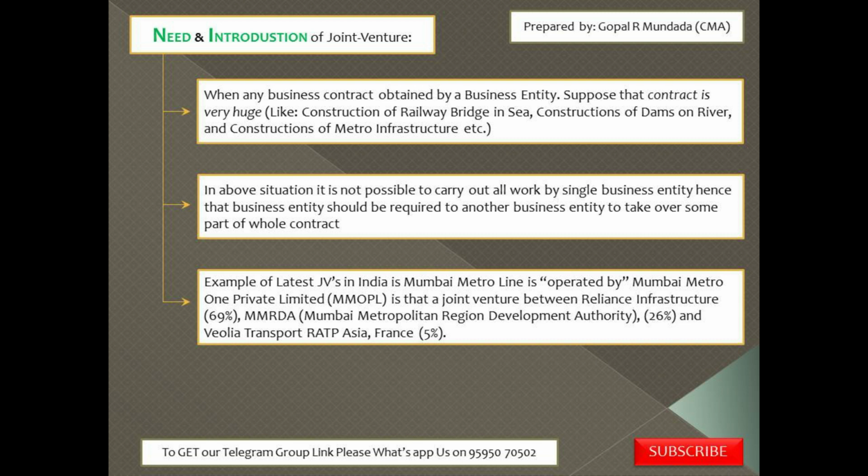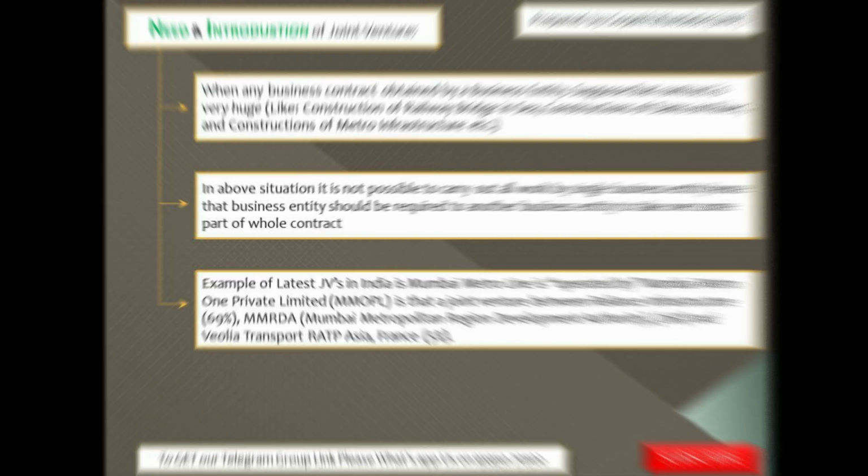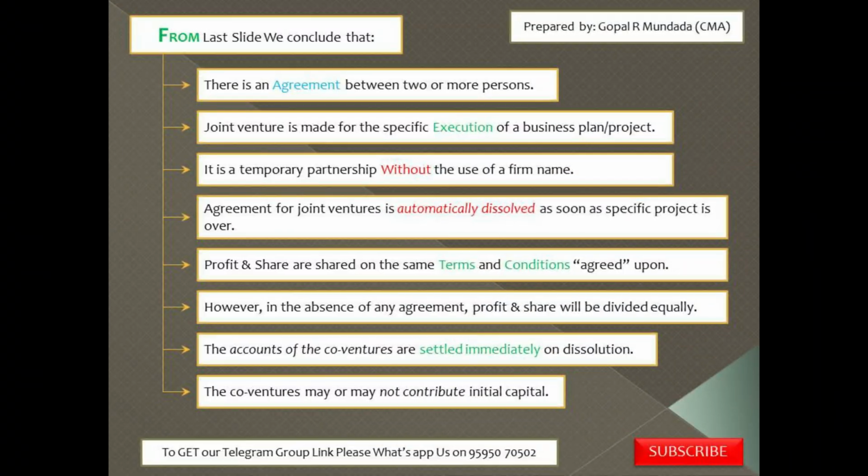So guys, next, understanding the need or introduction of the joint venture, from this discussion we conclude that there is an agreement between two or more persons, as we earlier discussed. Next, a joint venture is made for the specific execution of a business plan or project that we already discussed. If the Mumbai Metro infrastructure is completely done, then all parties to such joint venture will dissolve, and the accounts of the co-venturers are settled when the joint venture dissolves.